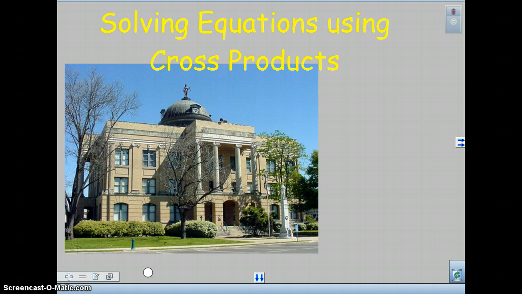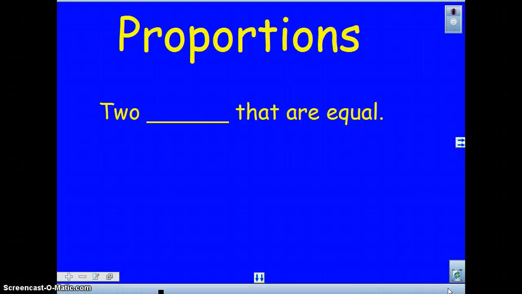All right. So we're going to keep moving. Today we're going to be looking at solving equations using cross products. By the way, that's a picture of our square, just in case you didn't know that. So here we go. So first thing we need to understand about cross products is we're dealing with proportions.